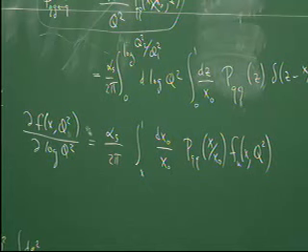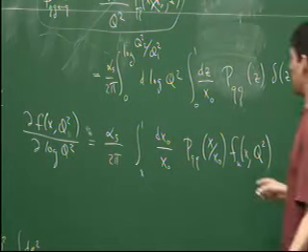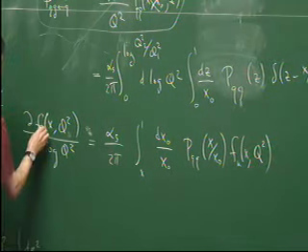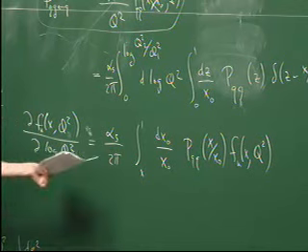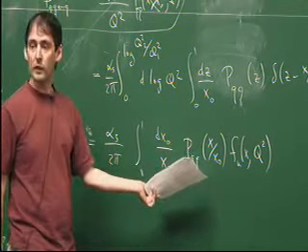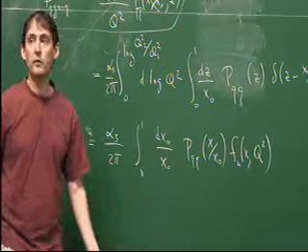Now, this is not the complete story, however. This says, how do we get an up quark? Did I call it up or just Q? Up, yeah, really an up quark. One way we can get an up quark is that an up quark can split into an up quark and a gluon.